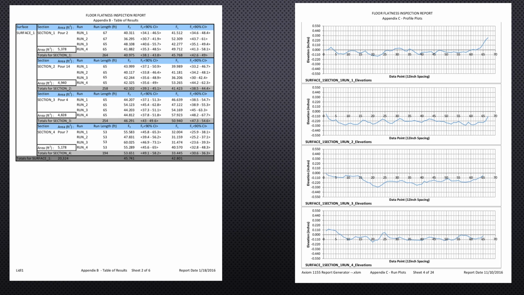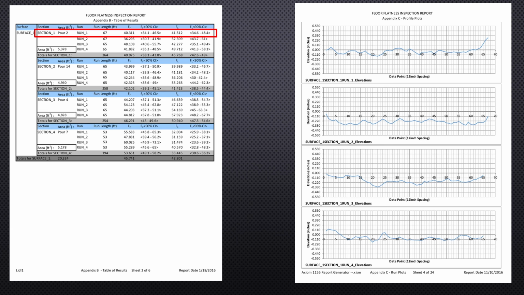Here is the inspection report page on the left side, which gives us further information about the individual run results. You will see run 1 in section 1 is 67 feet long and has a measured FF of 40.331 and an FL of 41.512. Let's get off track here for a moment. You'll also see that the run results in each section are reported with confidence intervals. More specifically for ASTM 1155, the section and run results are reported at a 90% confidence interval.